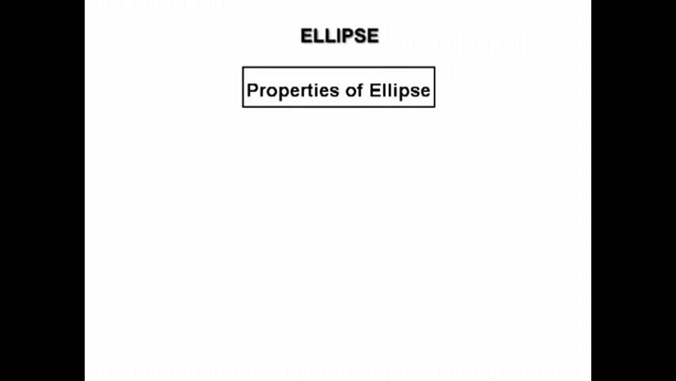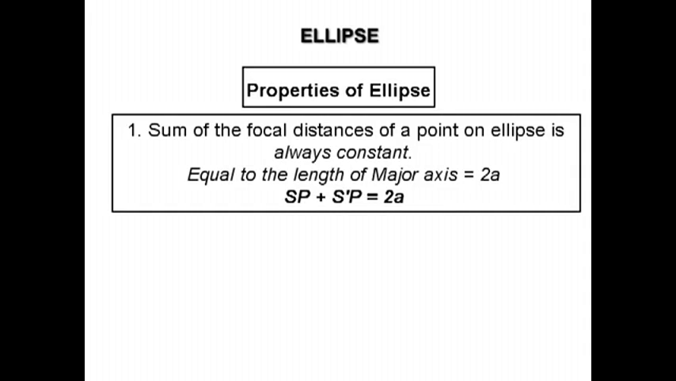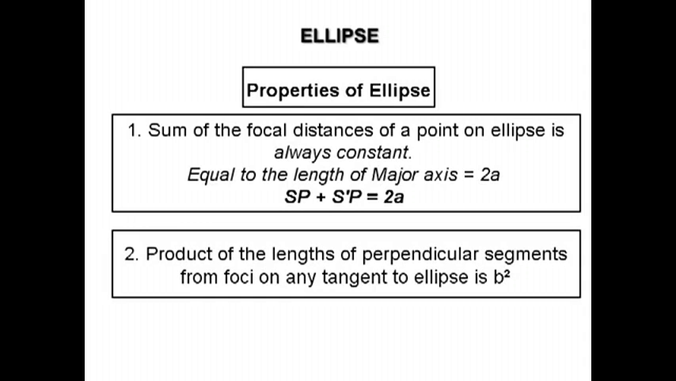Properties of ellipse. Number 1. The sum of the focal distances of a point on the ellipse is always constant and is equal to length of its major axis, that is 2a. Therefore, SP plus S dash P equal to 2a. Second, the product of lengths of perpendicular segments from the foci on any tangent to the ellipse x square upon a square plus y square upon b square equal to 1 is b square. Note that b is semi-minor axis of the ellipse.